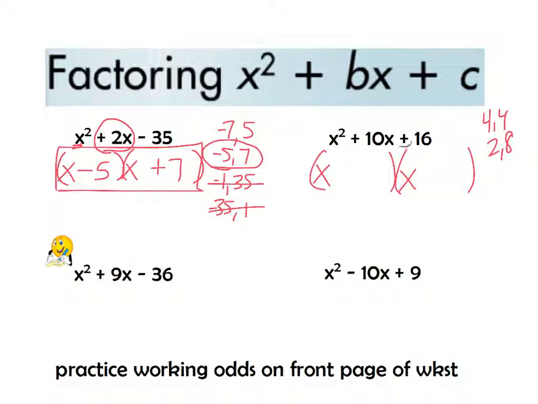Now, I know that this means my signs are going to have to be the same, and since this is a plus sign, they're going to both be pluses. So I'm going to have a plus 2 and a plus 8. All right, how about you try the next two on your own? Go ahead and pause the video, see if you can come up with the factors for me.